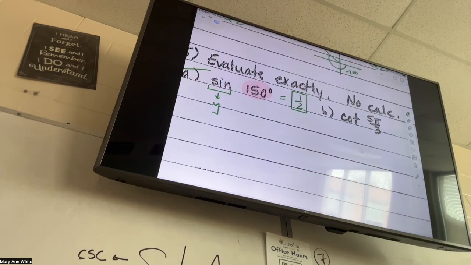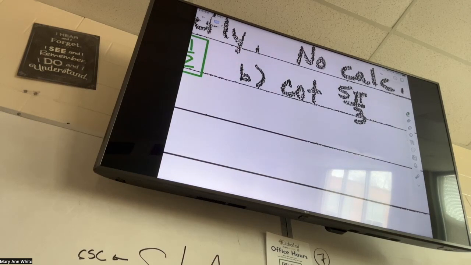Okay. Sometimes it's that easy. Now the next one, we got a little bit more work to do. This one says cotangent of 5 pi over 3. Can you find 5 pi over 3? I found it. 5 pi over 3, we're doing cotangent.